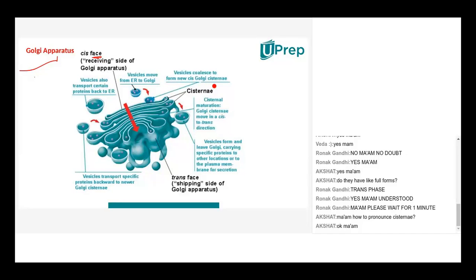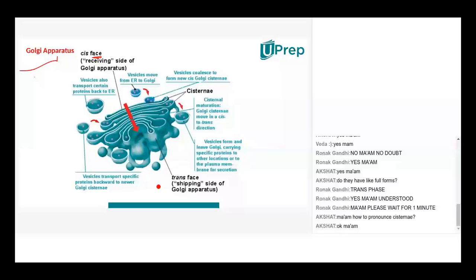Here they used the word coalesce. Coalesce means what? They'll get clubbed. They'll get moved into the vesicles with proteins. They'll move into the cis phase and through the Golgi apparatus, they'll move towards the trans phase. The trans side is called the shipping side or the transport side. Shipping means from that point, it will get transported to another point. That's called shipping, isn't it?